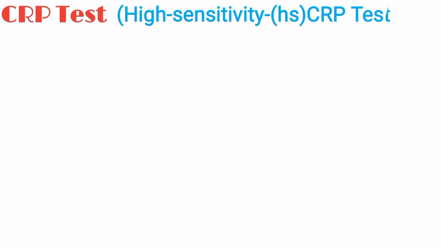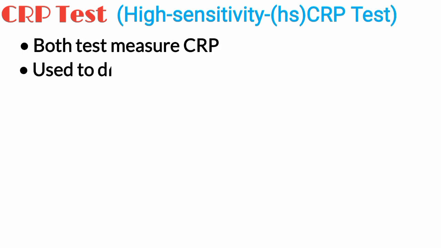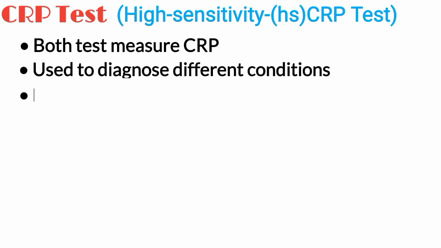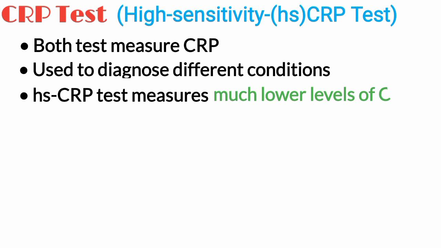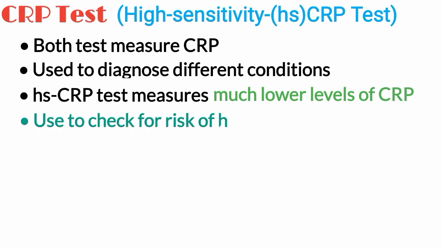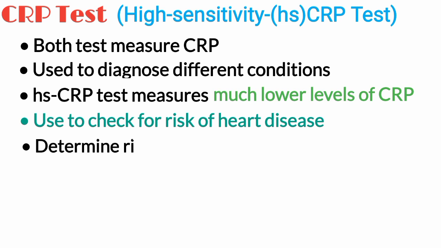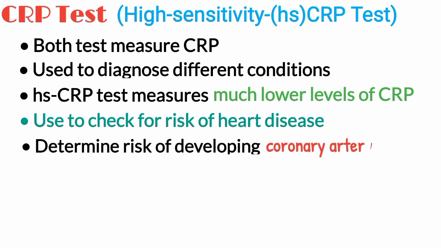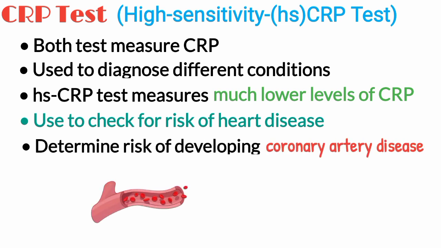CRP test is sometimes confused with a high sensitivity or hs-CRP test. Although they both measure CRP levels, they are used to diagnose different conditions. An hs-CRP test measures much lower levels of CRP. It is used to check for risk of heart disease. The hs-CRP test can be used to determine your risk of developing coronary artery disease, a condition in which the arteries of your heart are narrowed. Coronary artery disease can lead to a heart attack.